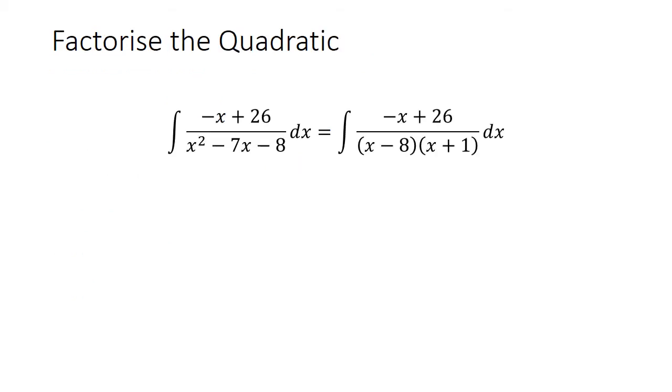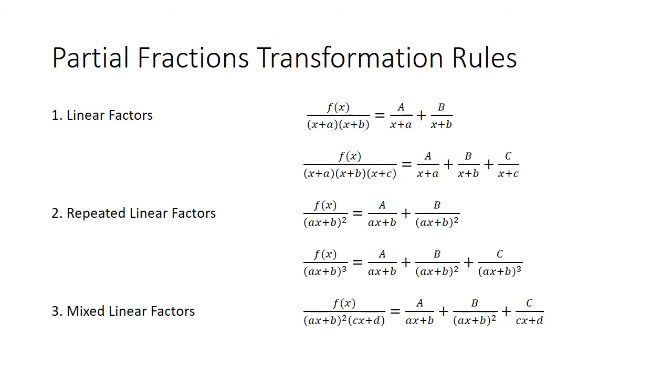Here we see that the original quadratic in the denominator is now replaced by the two factors x minus 8 multiplied by x plus 1. The next step is to choose the correct partial fraction transformation rule to separate this denominator into two separate quotients. As we saw on the previous page, our function now has two linear factors in the denominator, so the correct equation to choose is the first one in this list.